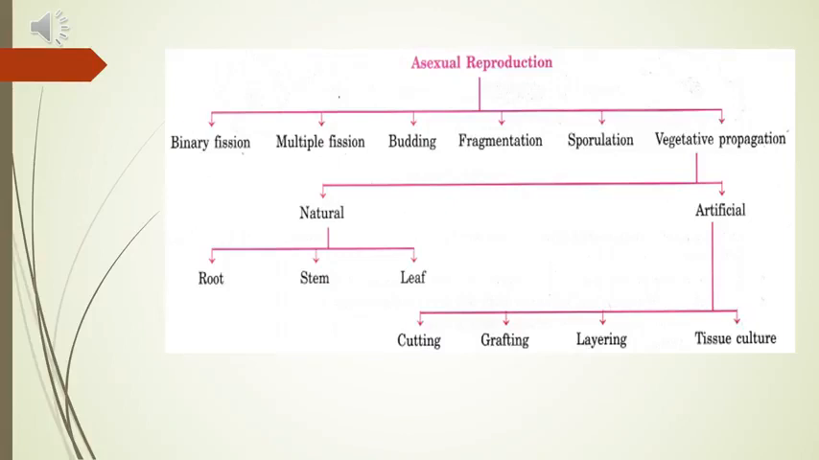Budding is when there is a formation of a bud, and by that bud there is a formation of a new daughter cell. Fragmentation means when a part of the plant or a part of the animal body forms a new body. Sporulation means when spores are responsible for the formation of a new offspring or new daughter cell. All these modes of asexual reproduction we will discuss in the coming PPT one by one.